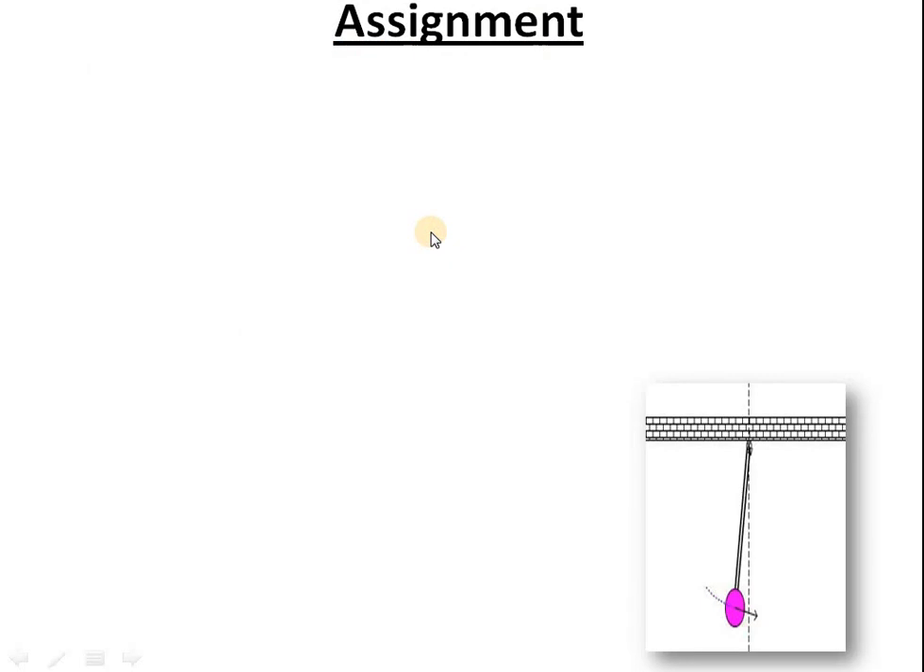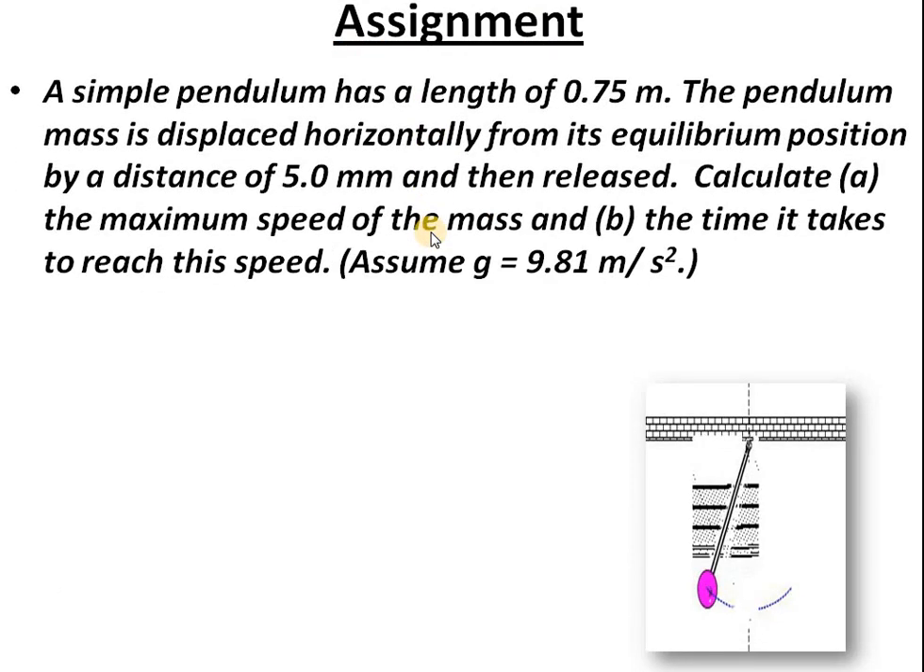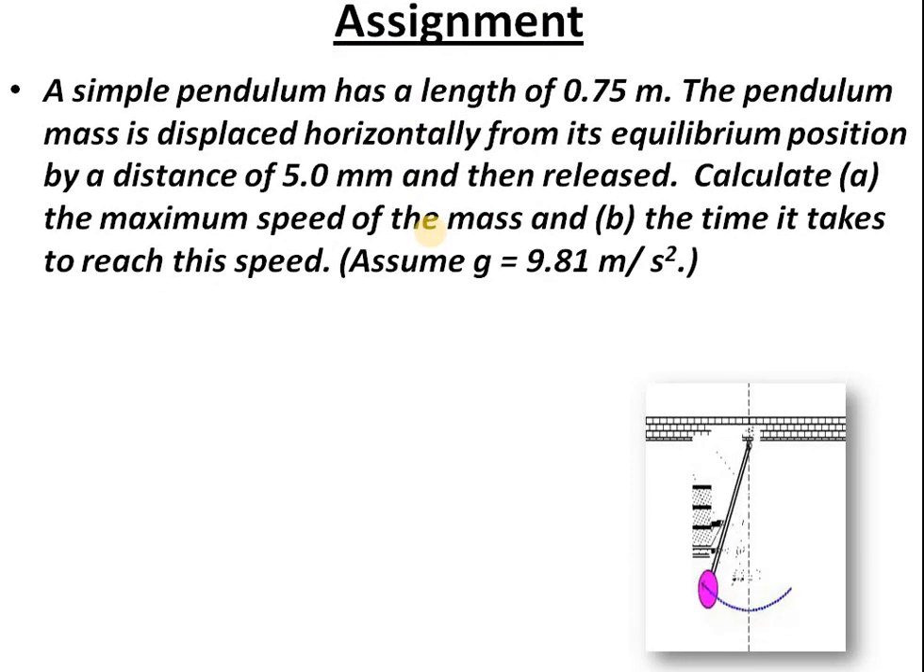This is also an excellent problem. And here is the final question. This is an assignment for you. A simple pendulum has a length of 0.75 meter. The pendulum mass is displaced horizontally from its equilibrium position by a distance of 5 millimeter and then released. Calculate first, the maximum speed of the mass, and second, the time it takes to reach that speed.